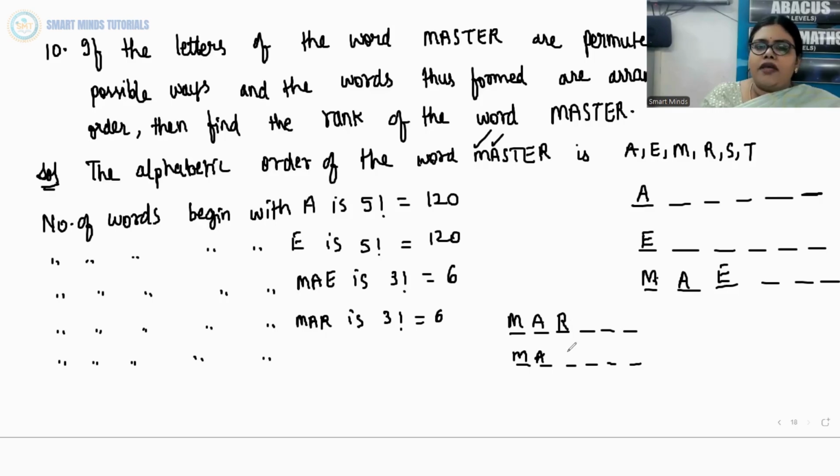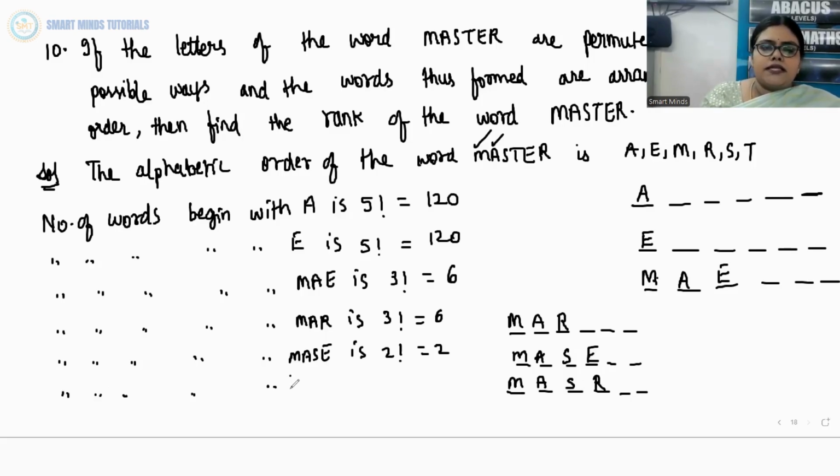Now after R you have S. S is our requirement. So go to the next position. Again start from the beginning. So A is already fixed here. We take E. So number of words begin with MASE is 2 factorial. 2 factorial is 2. Now number of words begin with, now MAS is already fixed. Now after E, you have M, which is already fixed. Then you have R. So that is MASR. That is also 2 factorial, which is equal to 2.